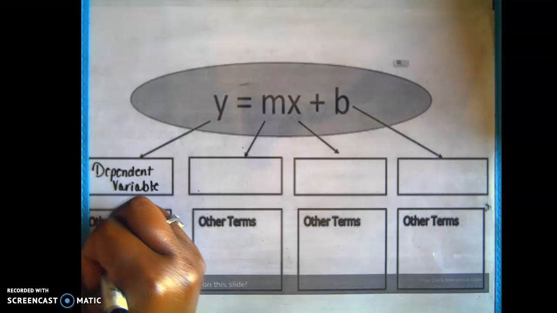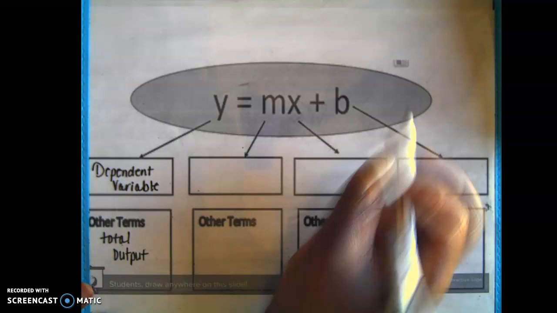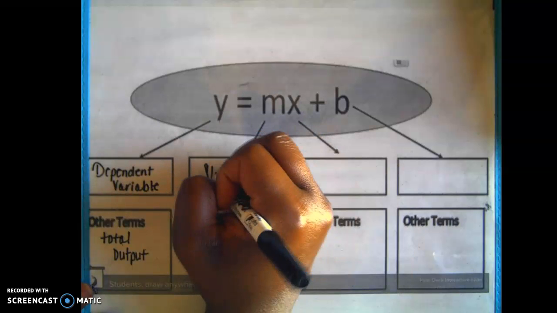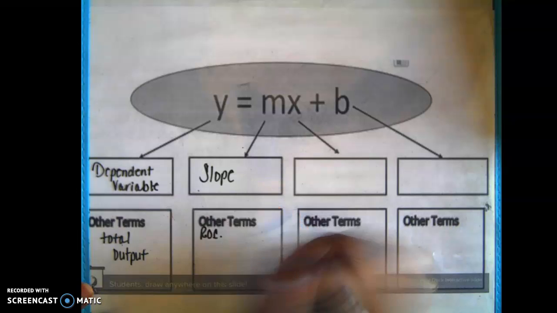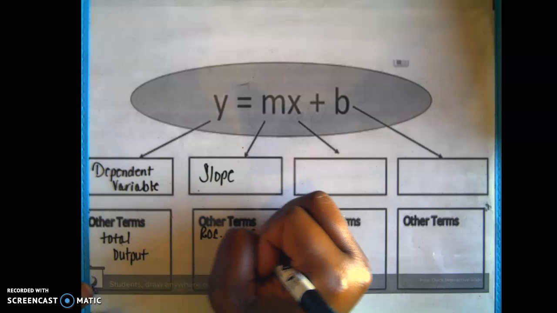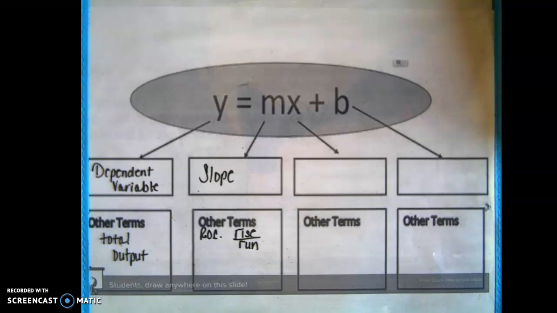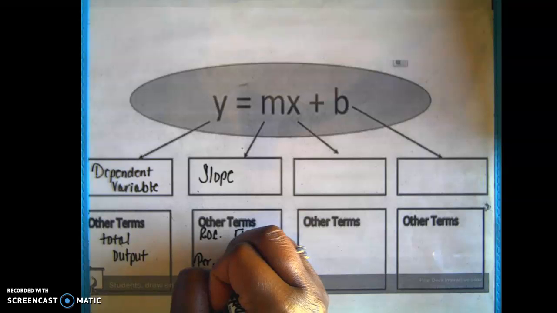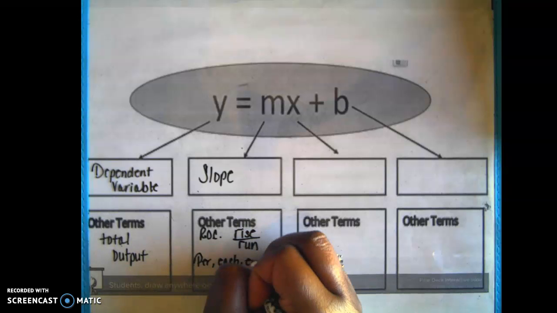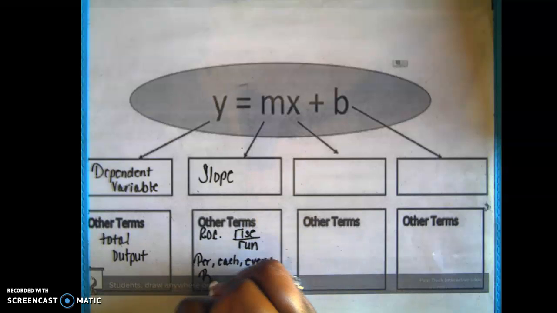It's also known as our total or our output. M represents your slope. We also know it as our rate of change or rise over run. And when we're working through word problems, words that help us identify our slope are per, each, and every, because they are words that indicate repetition, so it repeats.